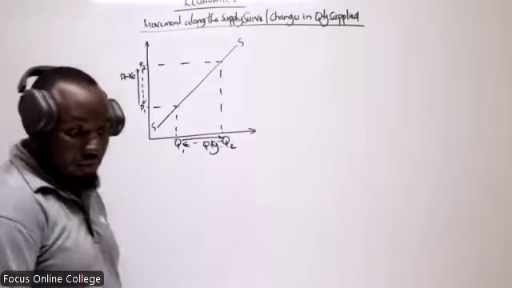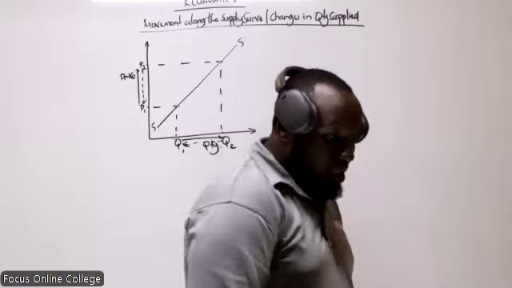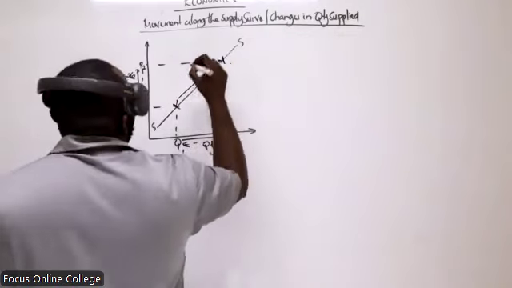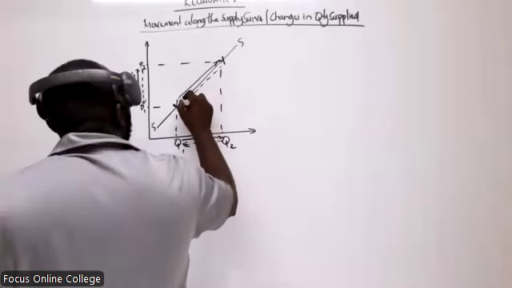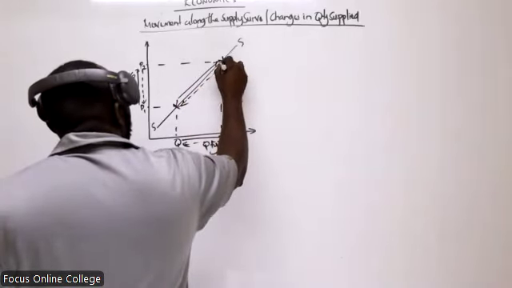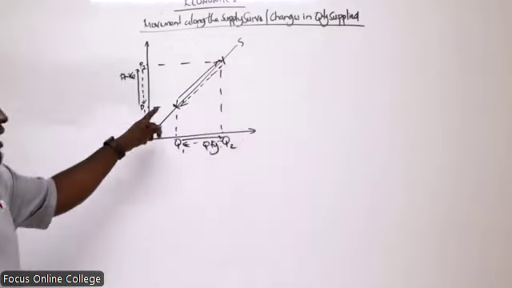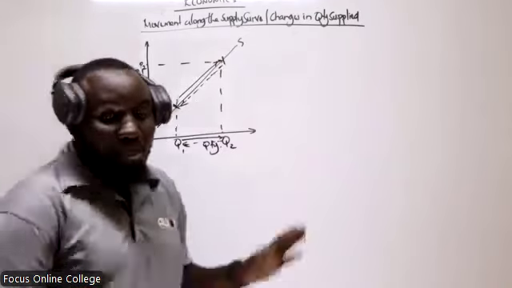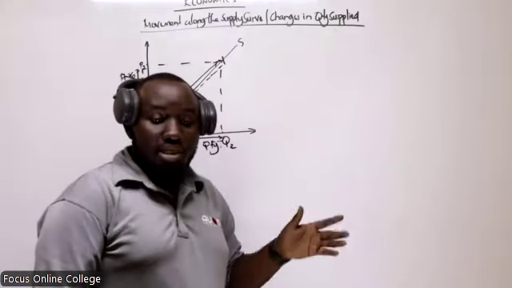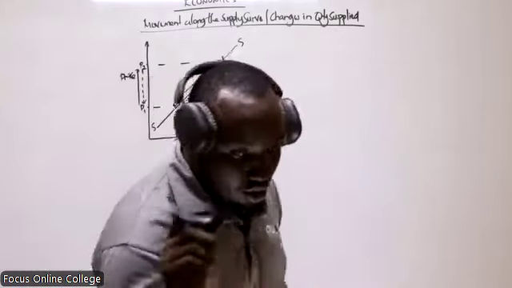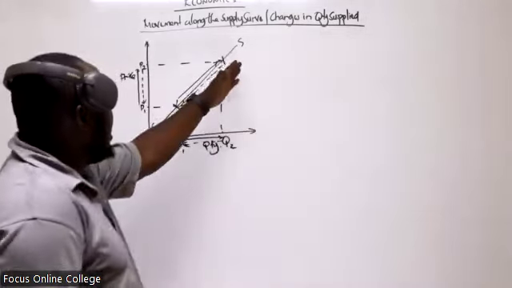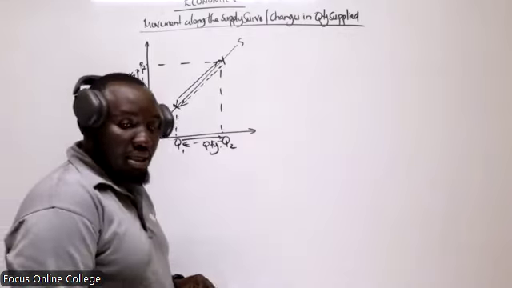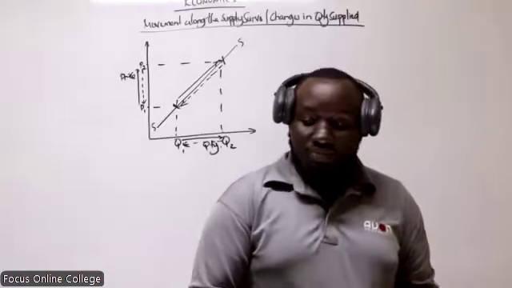Then we have points X and Y. The movement along X, Y and Y, X is what you call the movement along the supply curve. Together, the movement along X, Y and Y, X is what you call the movement along the supply curve.